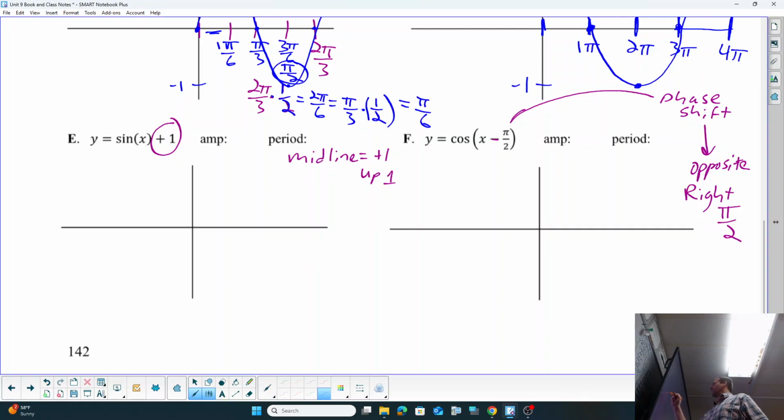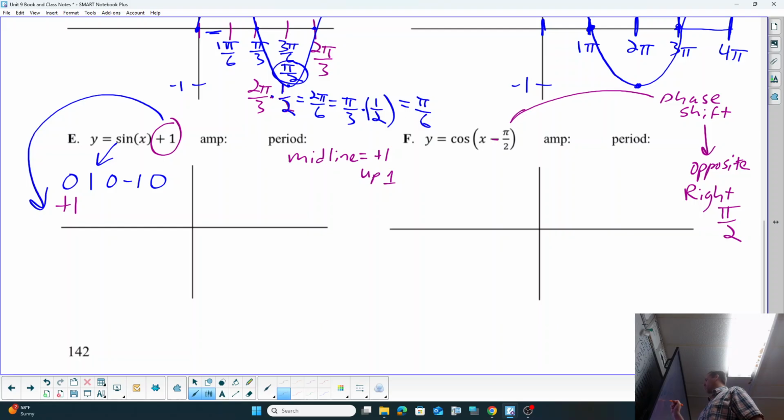So then we're going to go and do our midline now. So we take our 5 numbers of sine, so 0, 1, 0, -1, 0. And now we're going to go ahead and add. So we're going to go ahead and add, so +1, +1, +1, +1, +1. So that's going to be 1, 2, 1, 0, 1. So now we're going to go and shift. So if this is 1, then 2 will be up here. And so now we have a midline.